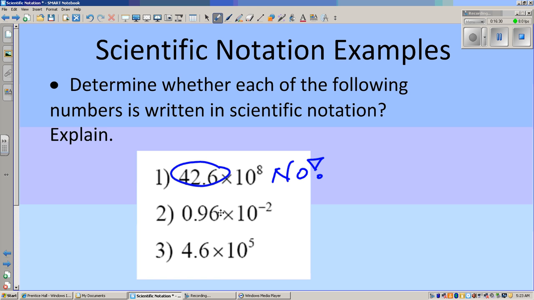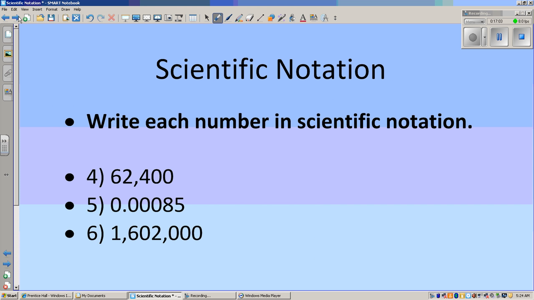All right, so number 2, is this number between 1 and 10? 9600ths? No, this is not written in scientific notation. That number has to be between 1 and 10. All right, let's try number 3. Is 4 and 6/10 between 1 and 10? Sure it is. Yes, this is written in scientific notation. A couple other things to remember. This base number has to be 10. Okay? Try these on your own. Write each number in scientific notation. I'll give you about a minute to do that.